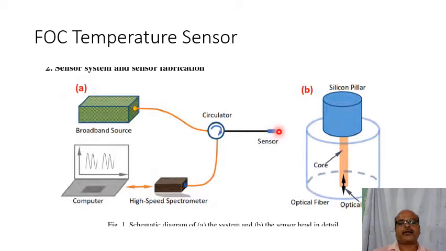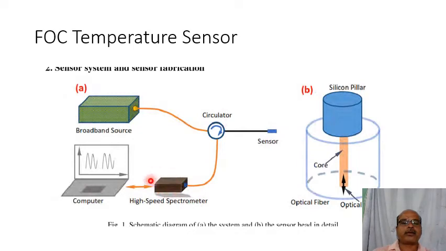This sensitive material sensor is made up of a silicon pillar and senses the temperature. As there is a variation in temperature, the light intensity increases or decreases and goes towards the circulator again, and as it is in a clockwise direction we get output on this side, and the output of this circulator is again given to the high speed spectrometer.